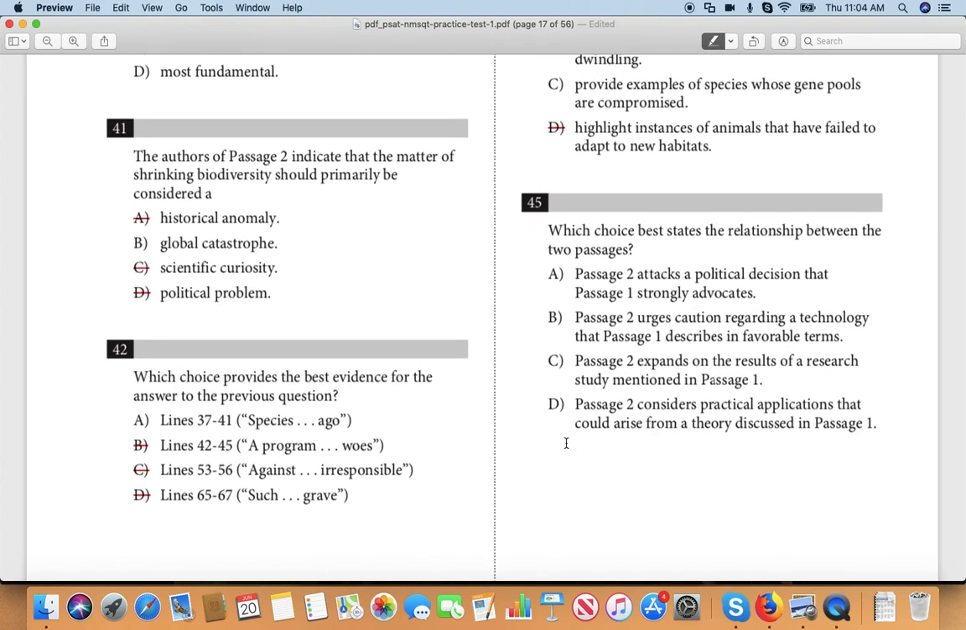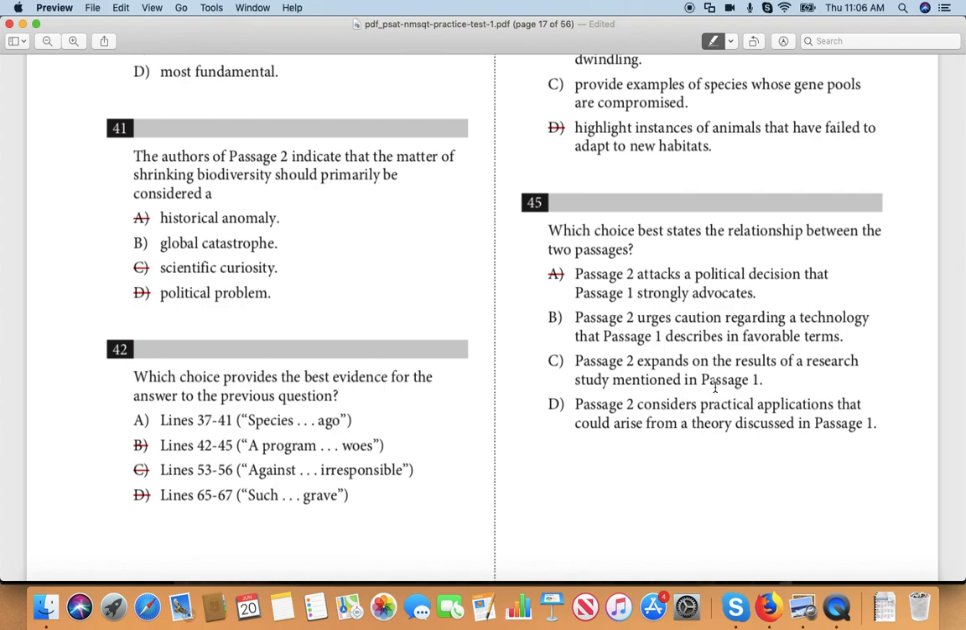Now that we have that in mind, go ahead and read answer choice A, please. Passage 2 attacks a political decision that Passage 1 strongly advocates. I don't know about the word political, although it would work. If it just wasn't for that word, then it would have been fine. But yeah, political? No. Doesn't go there.